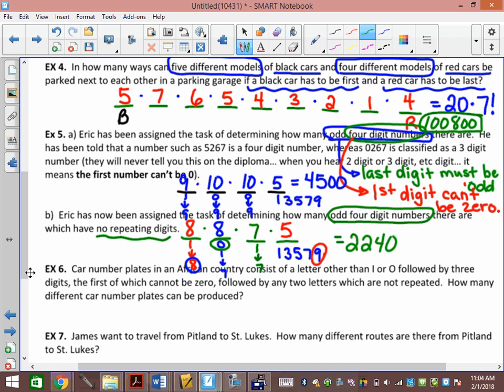They could ask you on a diploma this question combined. They could say the old code was odd 4-digit numbers. The new code is odd 4-digit numbers, no repetition. What's the difference? And make you find the difference between them and actually subtract them. They could do that, right? You need to know your stuff.